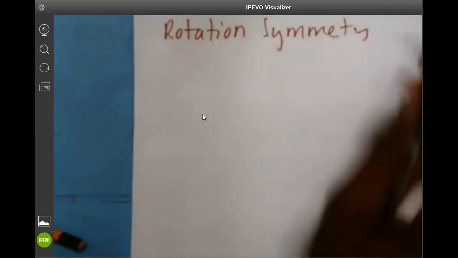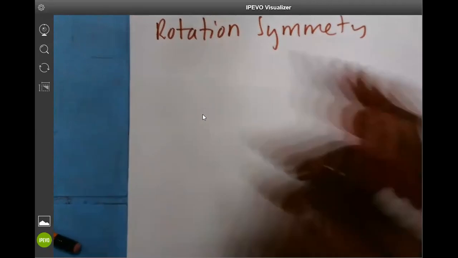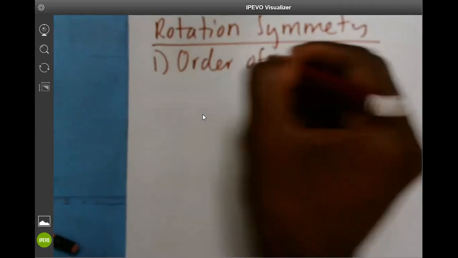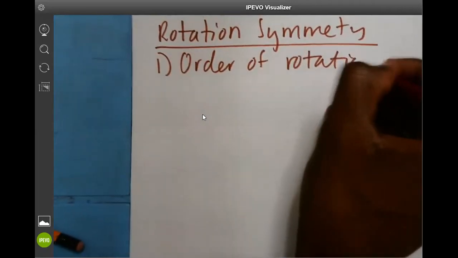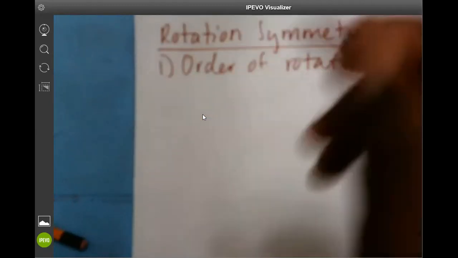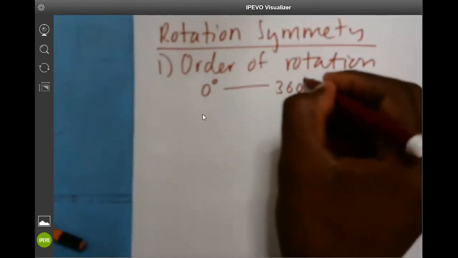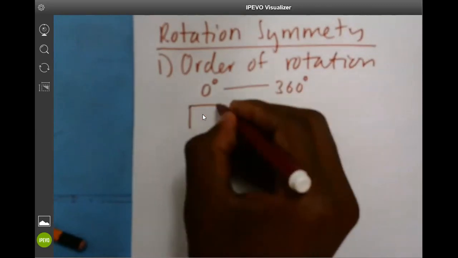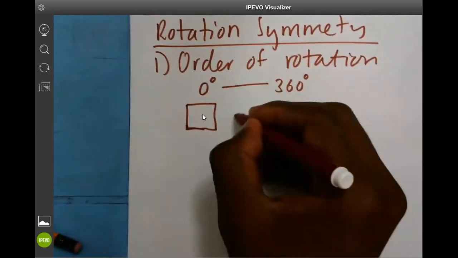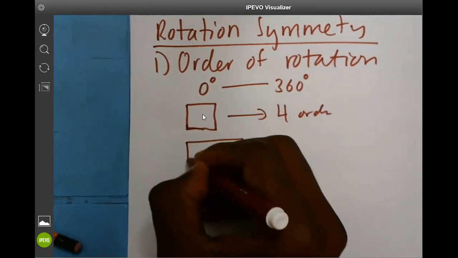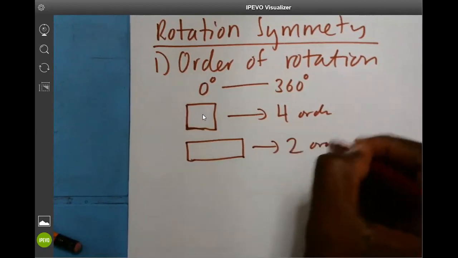Then there's one important thing we need to know. One, we need to know about order of rotation. Order of rotation is how many times you regain your original look as you rotate 360 degrees. Rotation starts from 0 degrees until 360 degrees. So the number of times you regain your look becomes the order of rotation. We say the square has got four orders of rotation. Now, if it was a rectangle, it will have two orders of rotation.